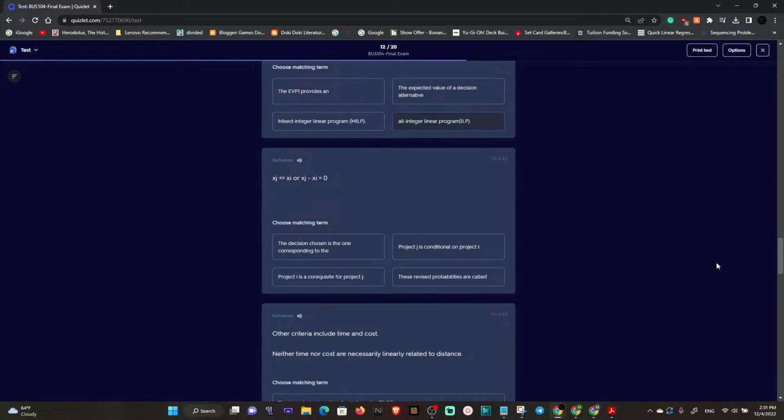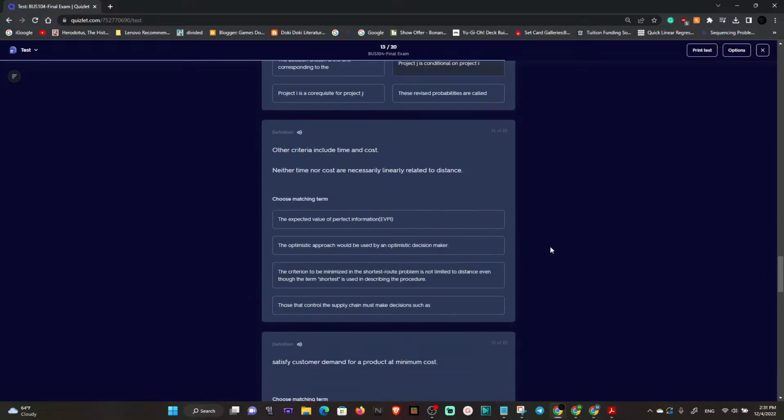Xj less than or equal to xi, or xj minus xi is equal to... This is a conditional. So project J is conditional on project I. Other criteria include time and cost, neither time nor cost is necessarily linearly related to distance. It's the shortest route problem.